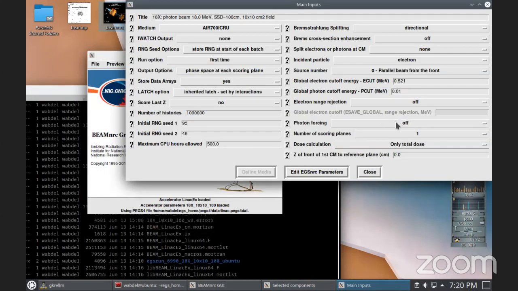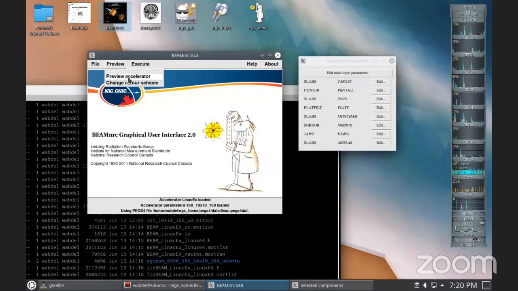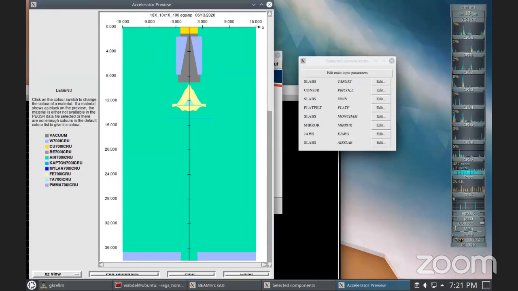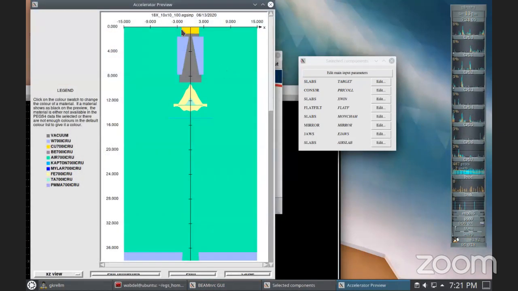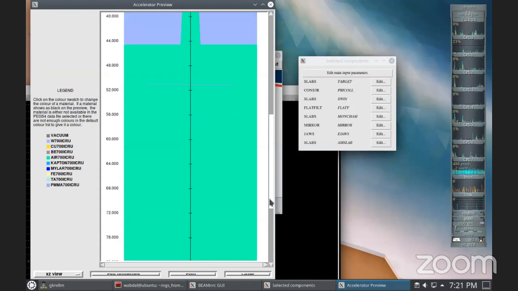The second important or nice output that we would like to get is what we call a phase space file. Okay, and that is set from here, number of scoring planes. So the idea is, let's look at the linear accelerator. Okay, this is the linear accelerator. We have the first, these three are the first component module. Then I think this is the second component module. Then the exit window is the third component module here. Then the fourth is the flattening filter. Then the fifth is the monitoring chamber. And then we have a mirror somewhere here. That's the sixth. And then we have the jaws. And then we have the eighth.